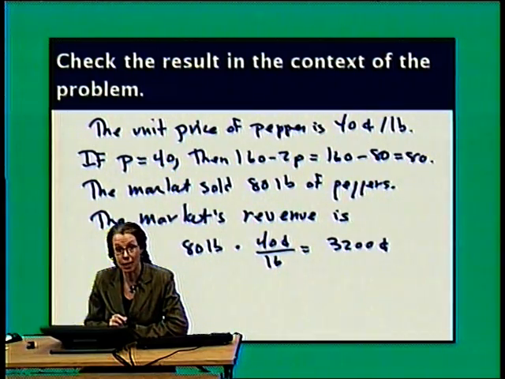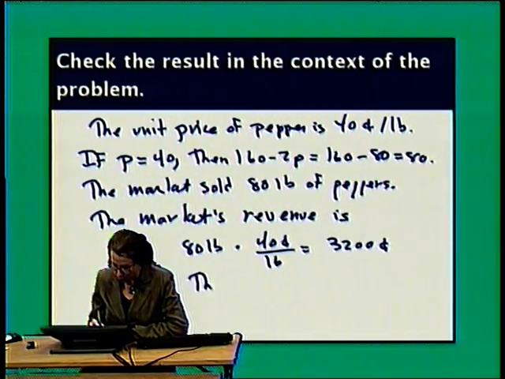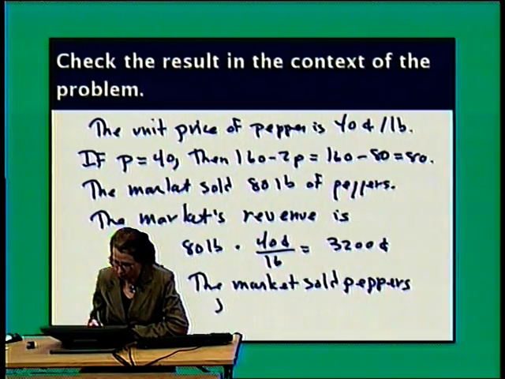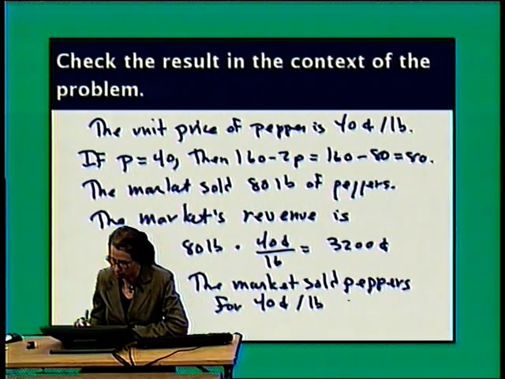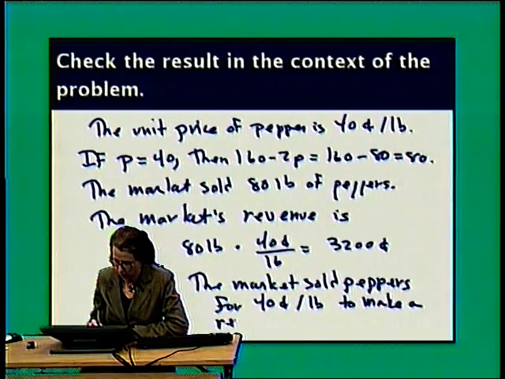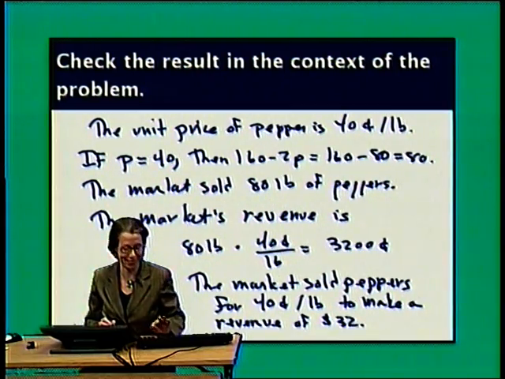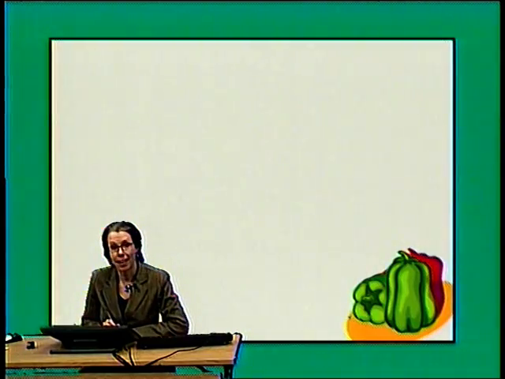So now we can state a conclusion. The market sold peppers for 40 cents per pound to make a revenue of $32 on their pepper sales. So that ends lesson 12.